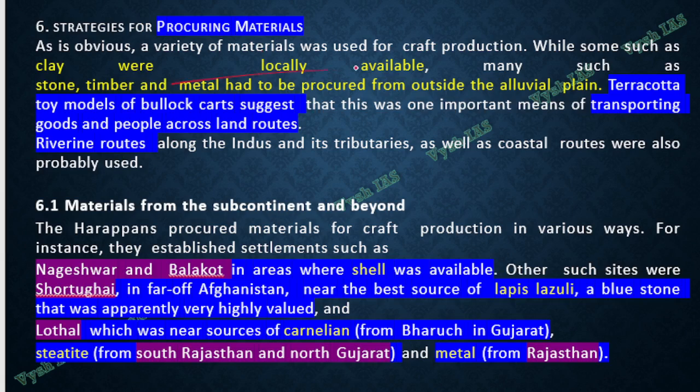So many things will be locally available. Your stone, timber, metal and all will be there. But many other things are also there. You have to get them from outside the alluvial plain, meaning near the UP area, or the western side from Afghanistan or Iran. From there you have to bring certain things.